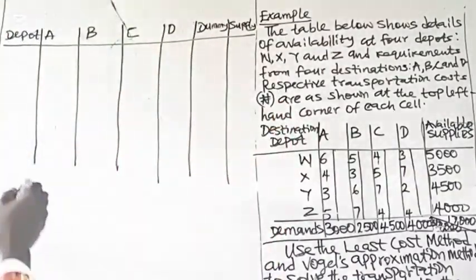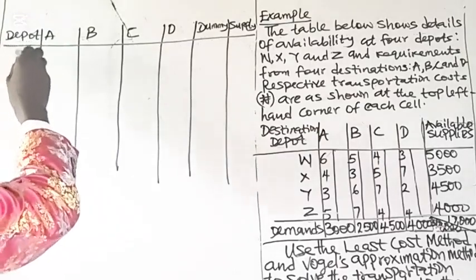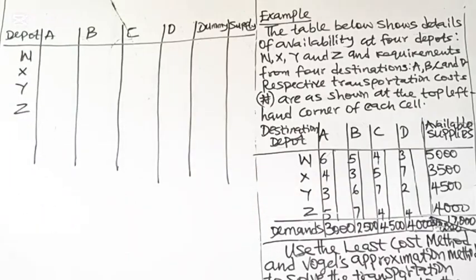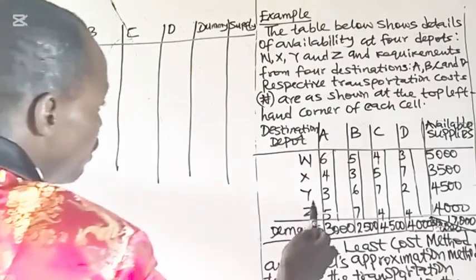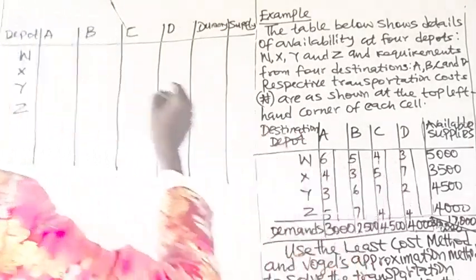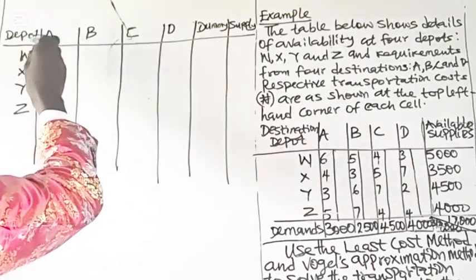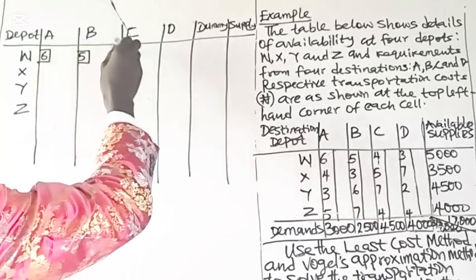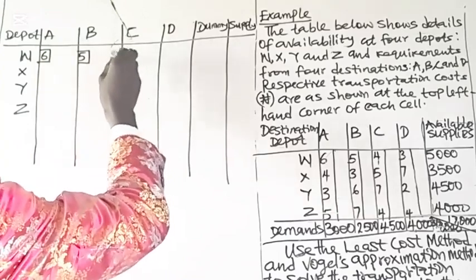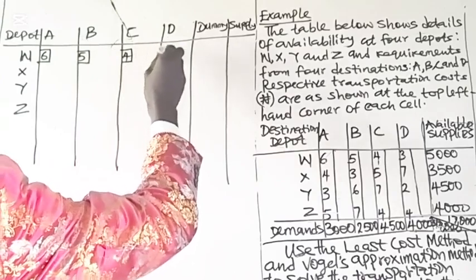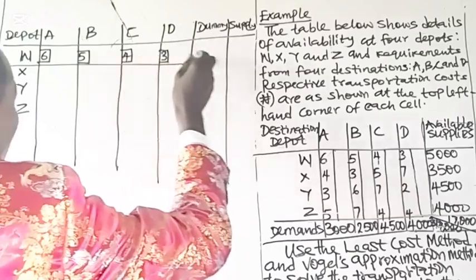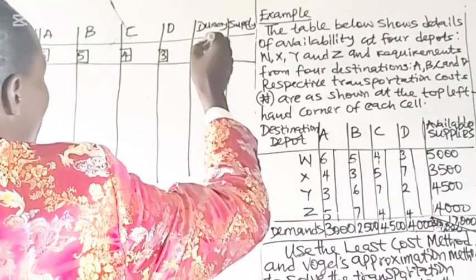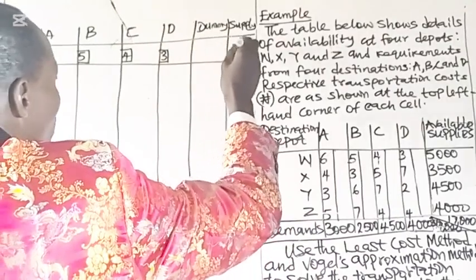So you have W, X, Y, and Z. The cost of transportation, we have 6, 5, 4, 3. Then we have 5,000 as the supply.